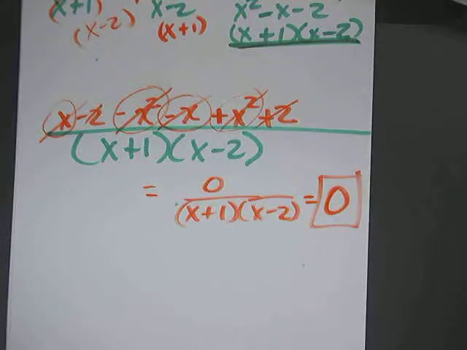Okay? Combine like terms: x squared and a negative x squared go away, that's 0. x and negative x go away. Positive 2, negative 2, go away. So we have 0 over the denominator. Is it okay to have 0 on top? Yes, just not on the bottom. Zero on top, what's it equal to? 0. That really simplified.